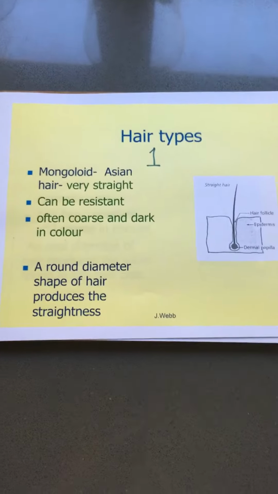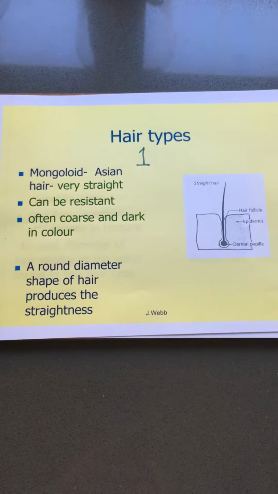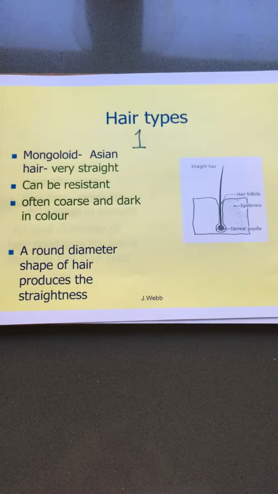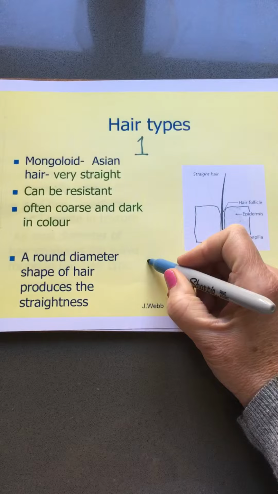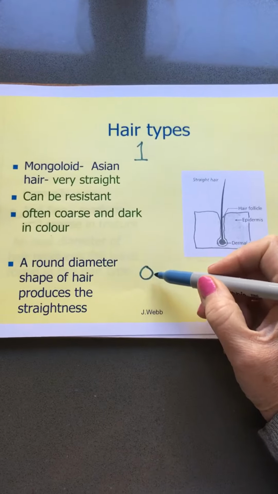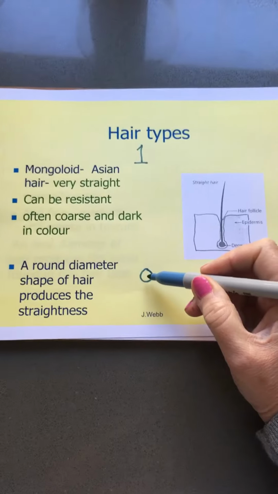The hair obviously can be quite resistant and is often coarse and dark in colour. If we're looking at the actual follicle, it would be really, really round. So the hair is growing out of a perfectly round follicle.